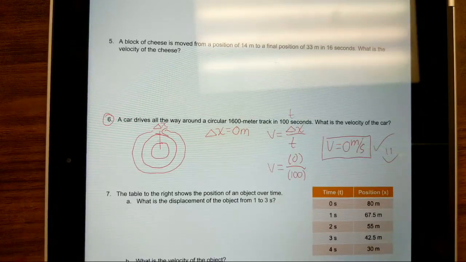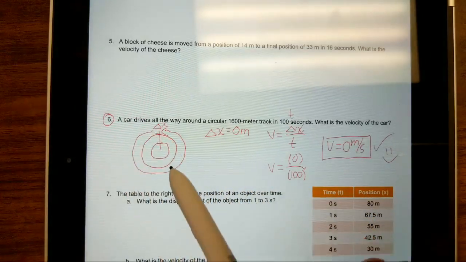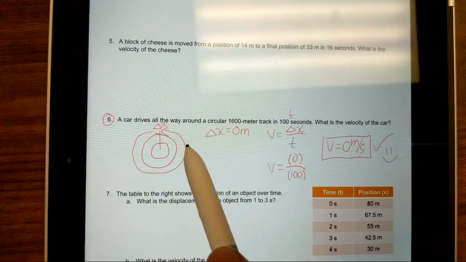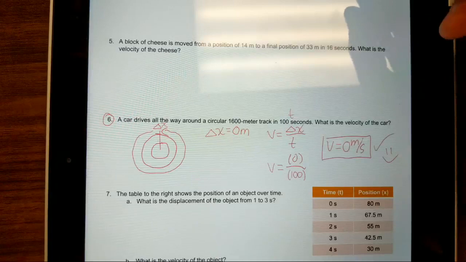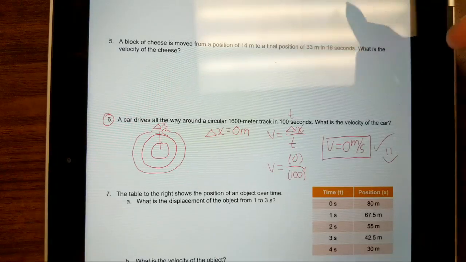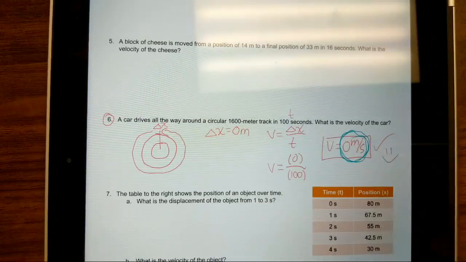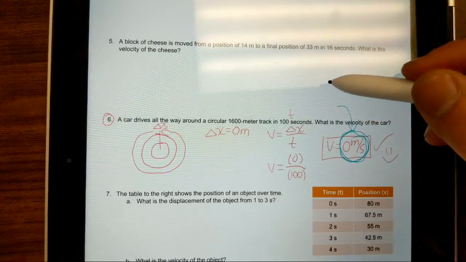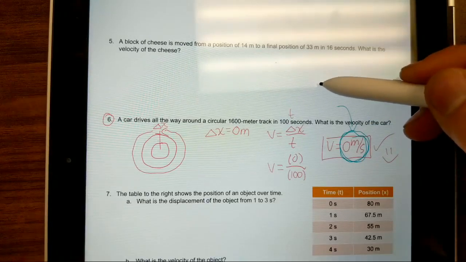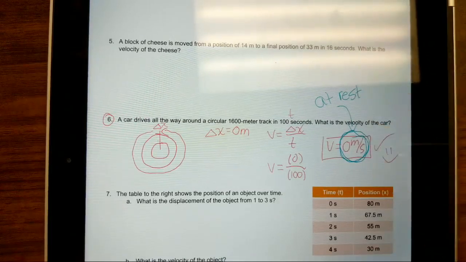Now, honestly, this is not a bad thought. A lot of you guys were thinking about the fact that you were going around a circular track and you ended up at the same spot. But this is where we have to think just a teeny bit harder. What does it mean to have a velocity of 0 meters per second? We have another name for this. If you have a velocity of 0 meters per second, it means you are at rest. And if you are at rest, you are not going anywhere.